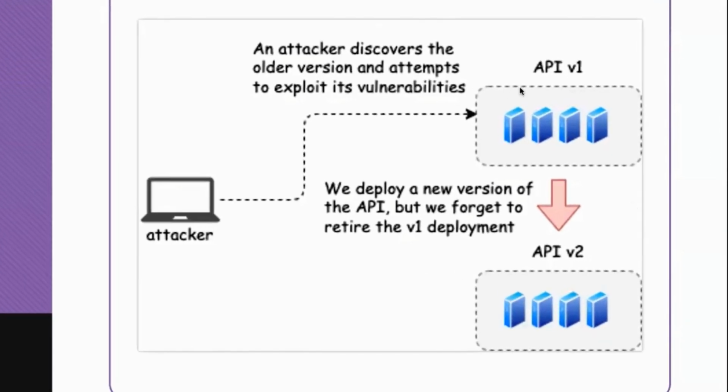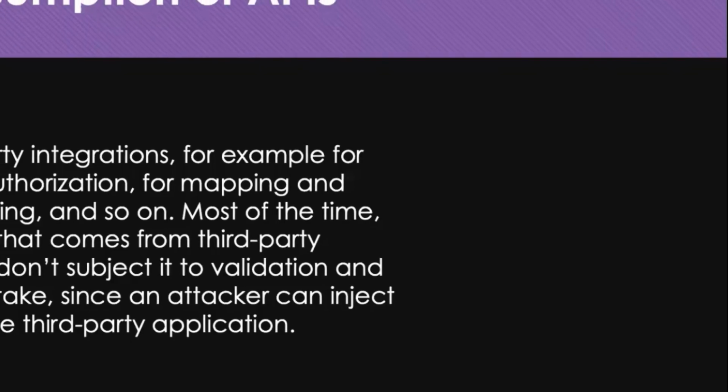An example here: we have API version number 1 and API version number 2. Number 2 contains security improvements. Let's say, like the example we had before, we were not checking the token signature. If the signature is set to none, then we want to make sure version 1 is shut down as soon as possible. Otherwise, an attacker can break into version 1 and therefore into our system.